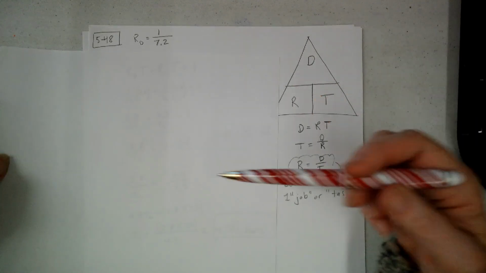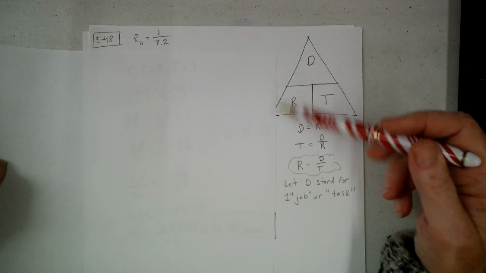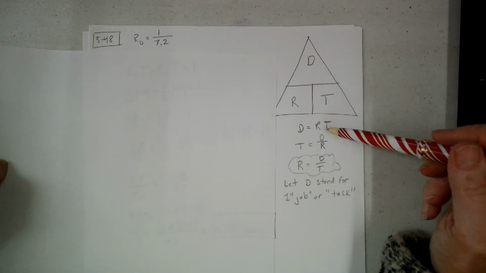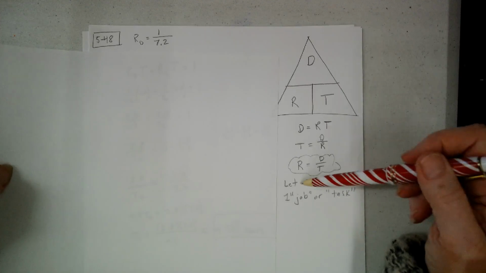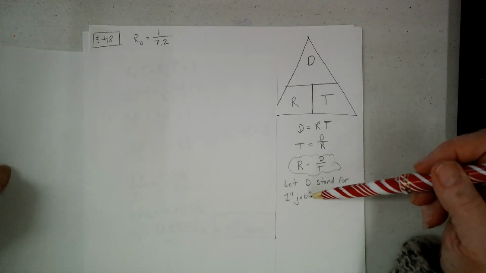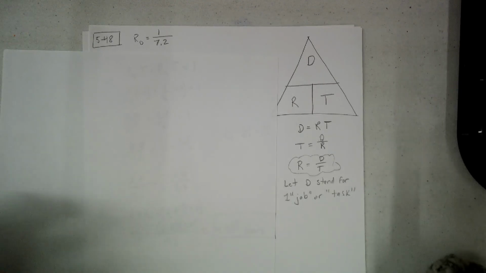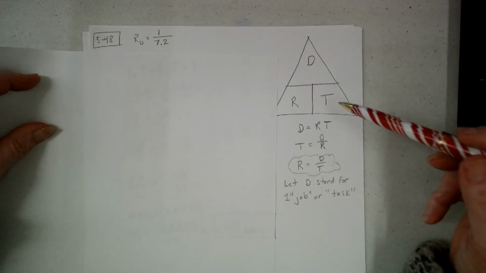So since we identify it's a rate problem, we have distance equals rate times time. We've had this for a long time. And in these problems, sometimes we're going to let distance stand for just the one job or the one task, like you painted the one wall, or you cleaned the one room, or you stocked the one shelf. So that's what we're going to use for D on this one.